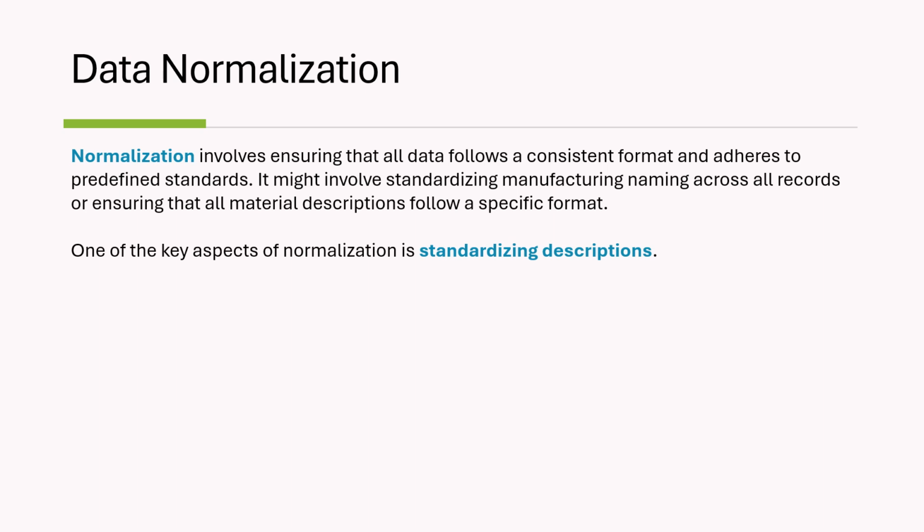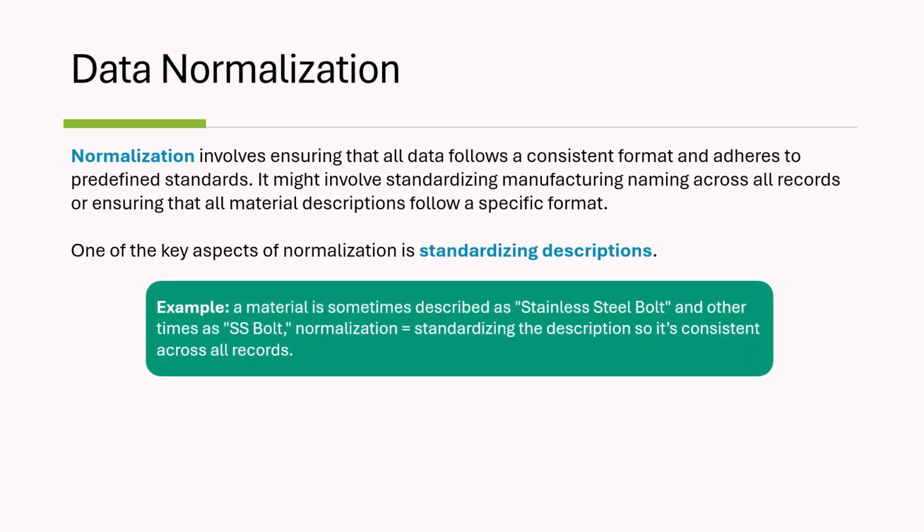One of the key aspects of normalization is standardizing descriptions. This is important because it ensures that your data is consistent and easy to search. For example, if you have a material that is sometimes described as stainless steel bolt and other times as SS bolt, normalization would standardize the description so that it's consistent across all records.